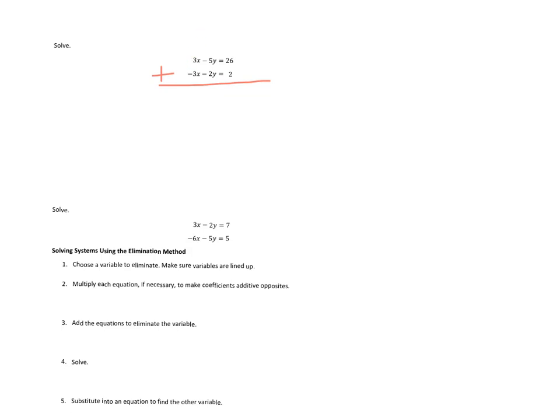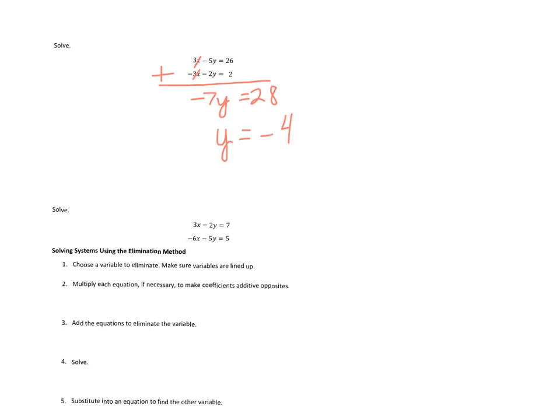3x minus 3x is 0. That's why this works. 5y minus 2y. And 26 and 2. All right, and that was really fast. And now we have our equation in one variable. We can solve for y by dividing by negative 7. 28 over negative 7 is negative 4.